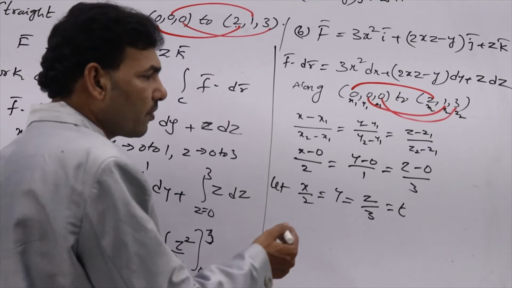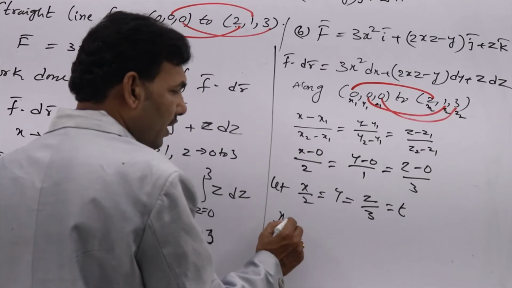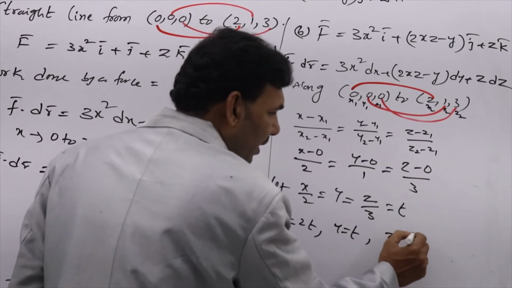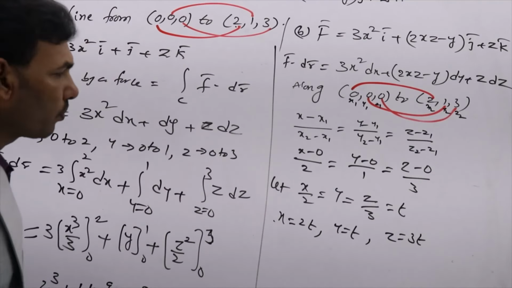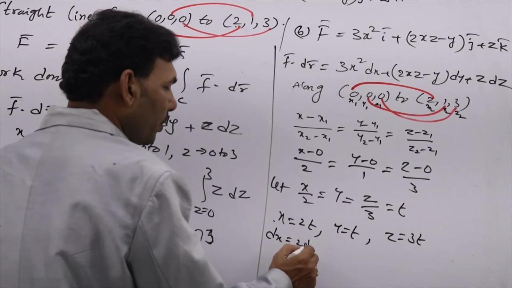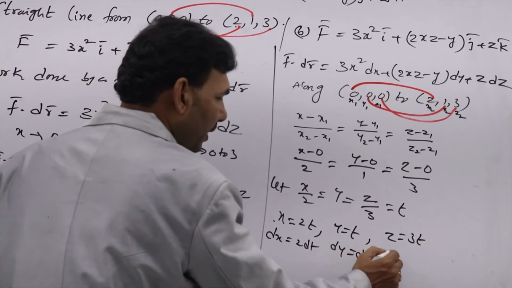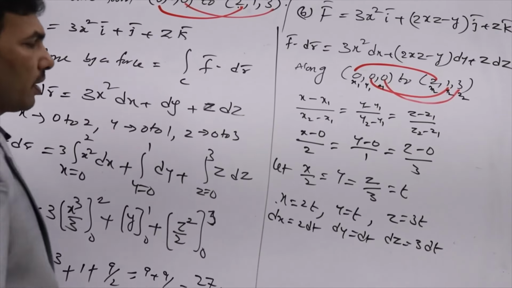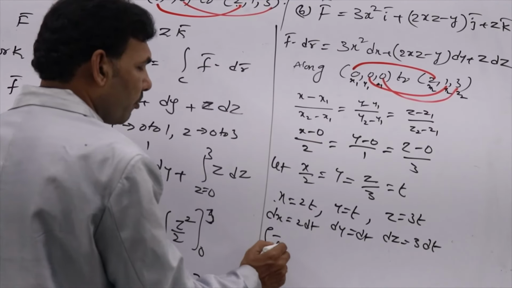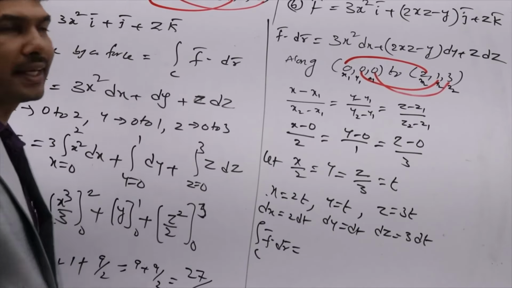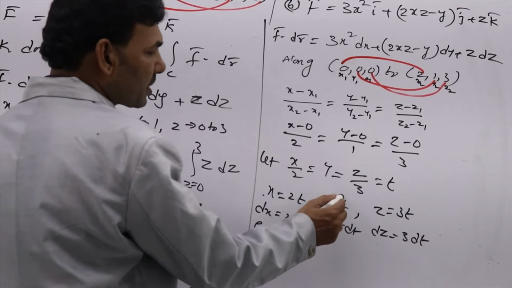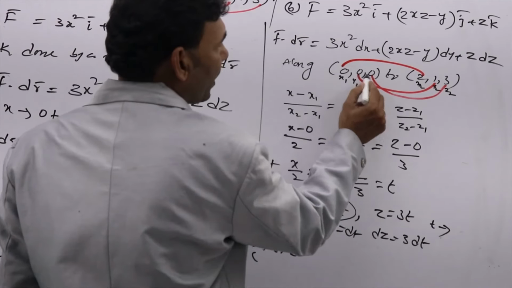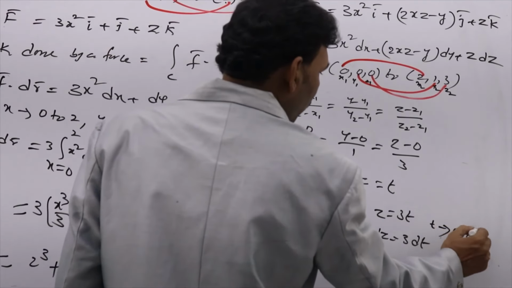X can be written in terms of t: x by 2 is t, so x will be 2t, y equal to t, z by 3 is t, z will be 3t. Now you can replace dx with 2 dt, dy with dt, dz with 3 dt. Okay, now integral over c f bar dot dr bar, because we are converting the complete function in terms of t, limits will be y limits, because y equal to t. So what are t limits now? Here you can find y is 0 to 1, so t also 0 to 1.